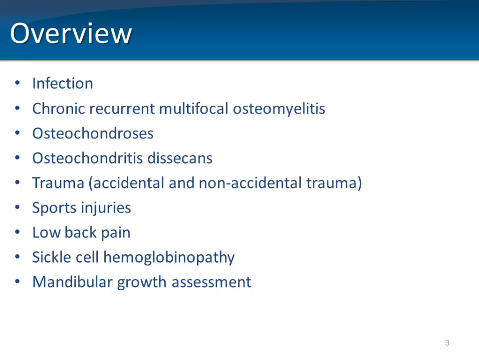Of course, infection is the mainstay, what we do in the pediatric setting, at least what I do. Then the chronic recurrent multifocal osteomyelitis, which is somewhat of a misnomer, so that's why I put it separately. The osteochondroses, osteochondritis dissecans, something we see very frequently. Trauma, both accidental and non-accidental, but because it will also be addressed by my colleague, I will not go into much detail for the non-accidental trauma.